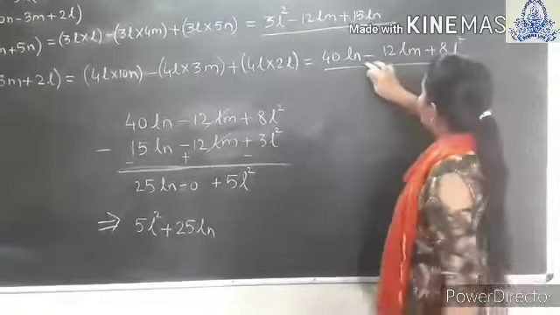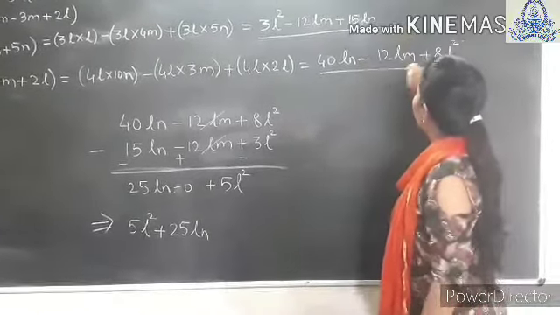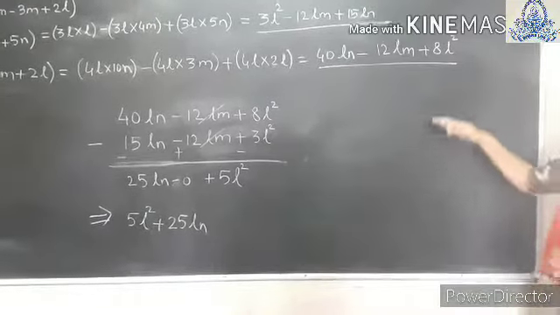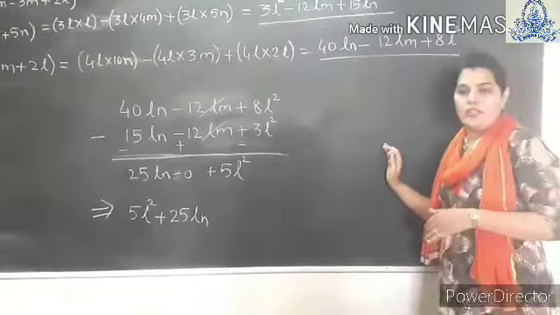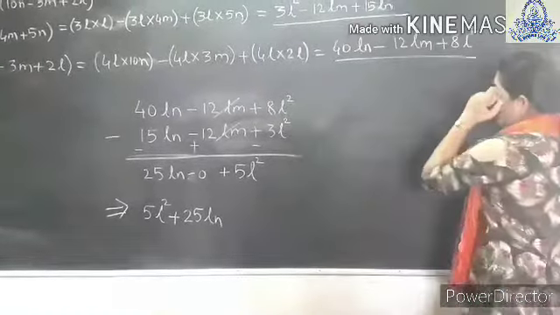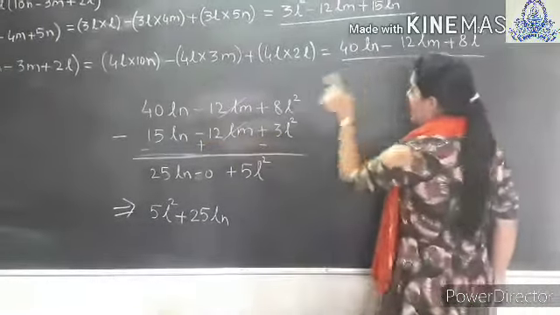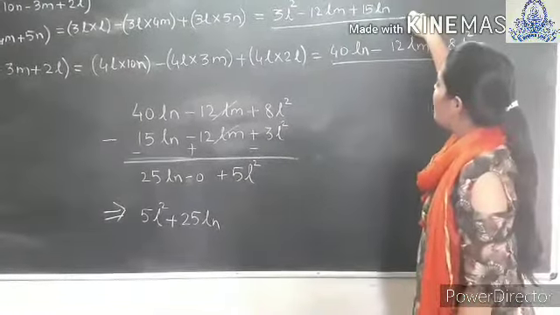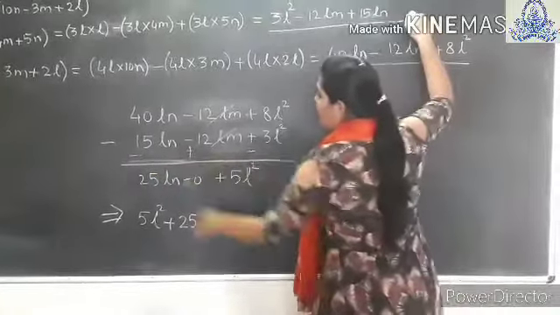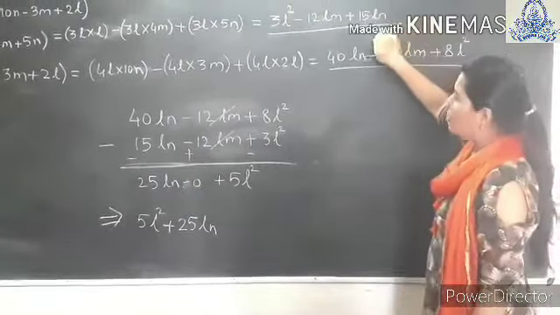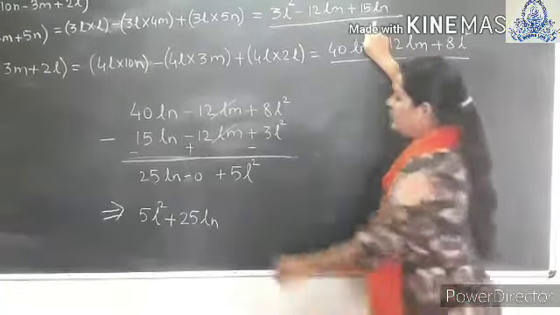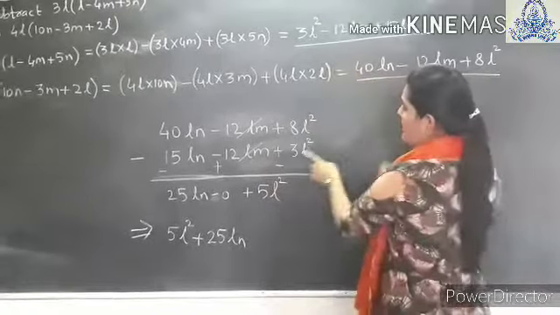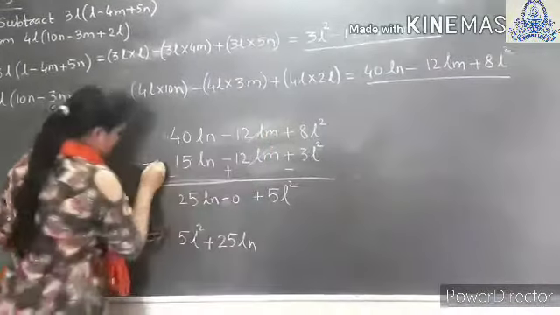Now you can see here, these variables are the same: ln, l square. So we will arrange them in such a way that the variables come below each other. First we write this trinomial: 40ln minus 12lm plus 8l square. Now in this trinomial, take the term with variable ln, so positive 15ln, minus 12lm, plus 3l square. Now we have to subtract this.